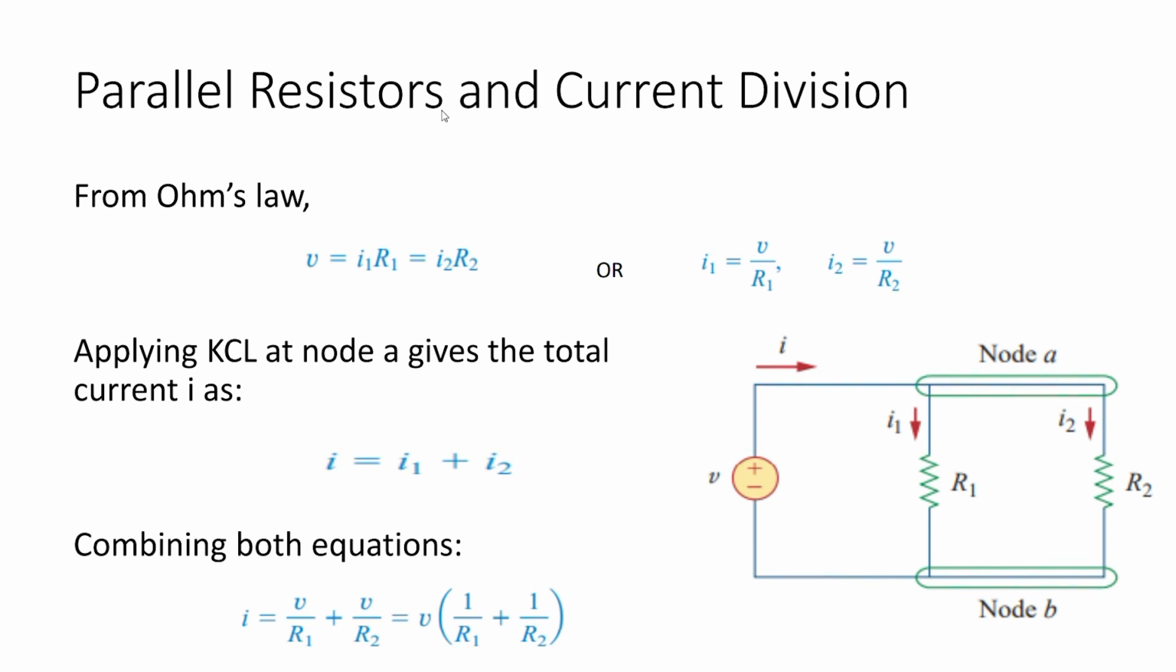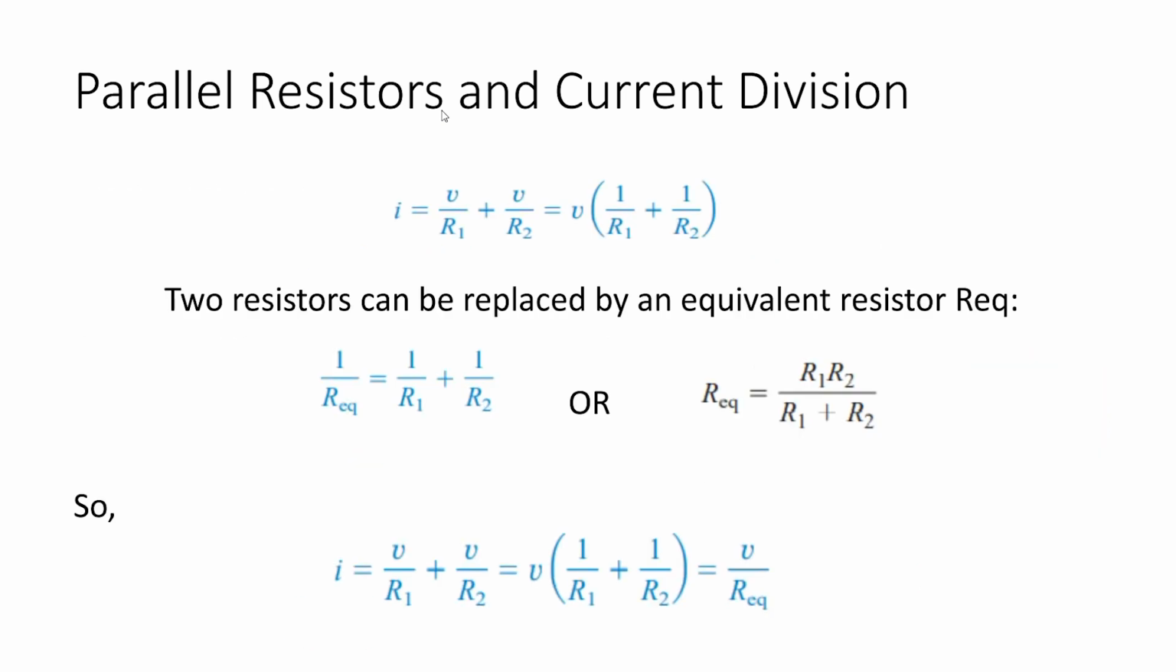Now, if we apply KCL at node A, it gives a total current I, as we can see that both currents are going into the node. So I will become equal to I1 plus I2. Now we combine both equations like we did in the series case, and we get this equation.